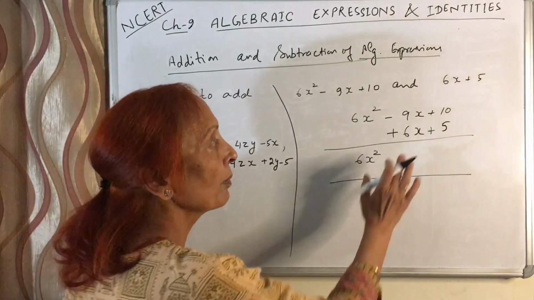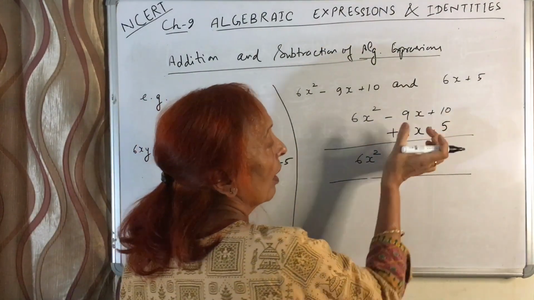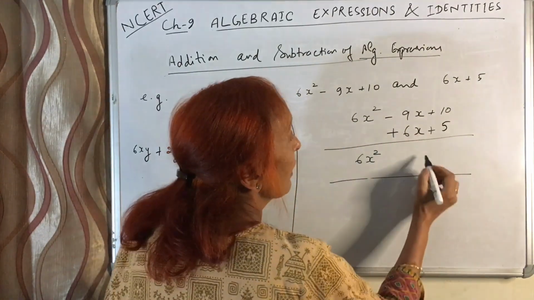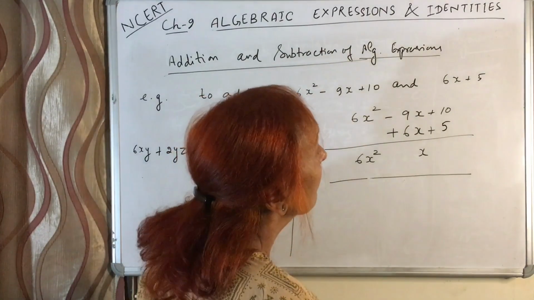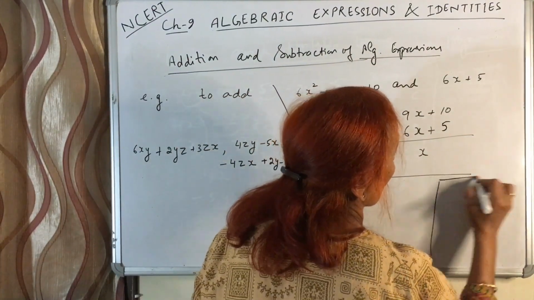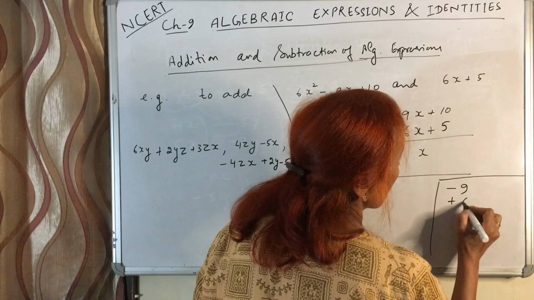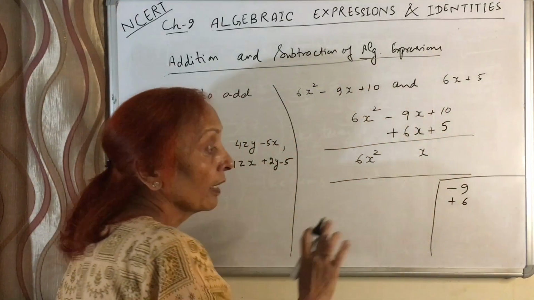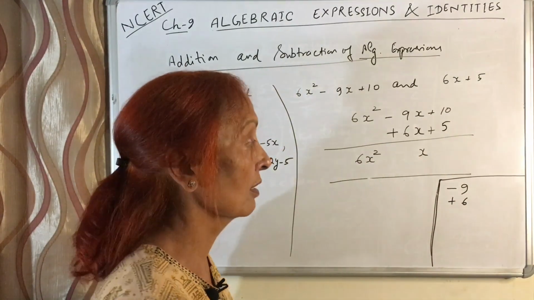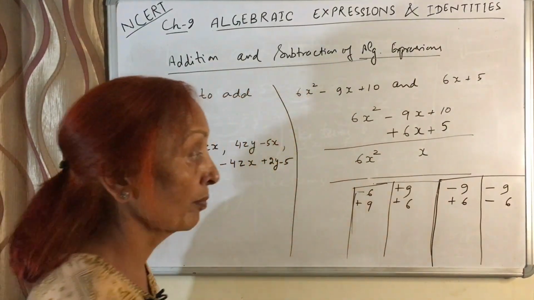Now what will be the x term? So we are to add minus 9x plus 6x. We will write x as it is and we will do the operation of minus 9 plus 6. Here this point is to be noted, where children make a lot of mistakes. These 4 cases can be there.